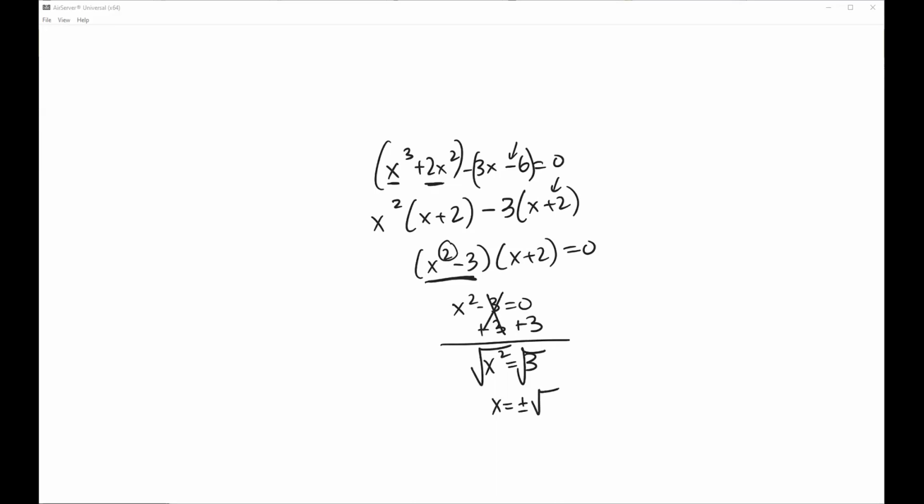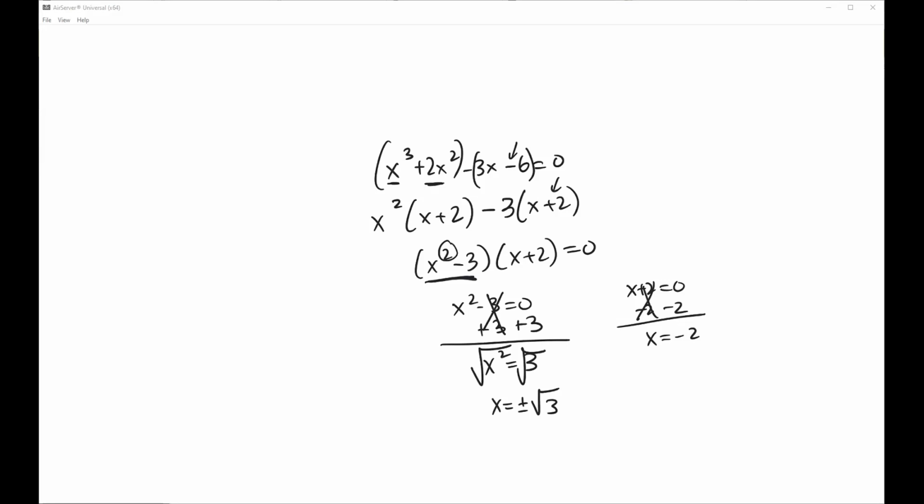And then with the other factor, the x plus 2 here, we make that equal to 0 as well. Subtract the 2, x is equal to negative 2. All right, so our 3 solutions are positive radical 3, negative radical 3, and negative 2.